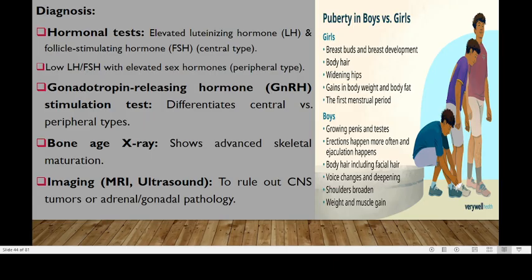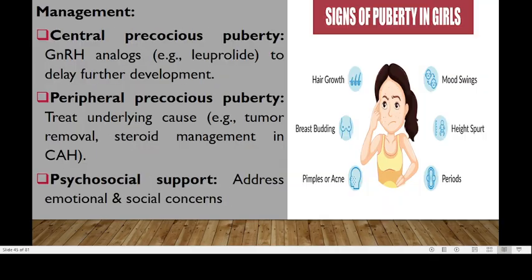Diagnosis, we could do hormonal tests that will reveal elevated LH and FSH in the central type. We'll also have low LH and FSH with elevated sex hormones in the peripheral type. We could also do gonadotrophin releasing hormone stimulation tests, which help differentiate between central and peripheral types. Bone age X-ray shows advanced skeletal maturation, and imaging like magnetic resonance imaging or ultrasound rules out CNS tumors or adrenal gonadal pathology.